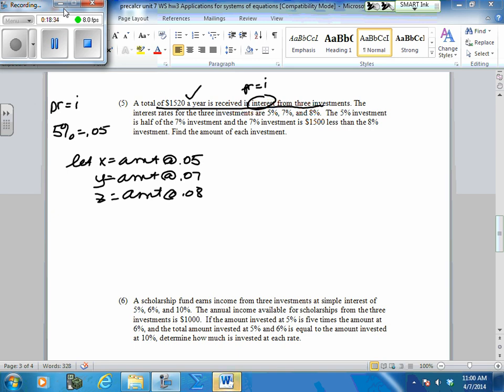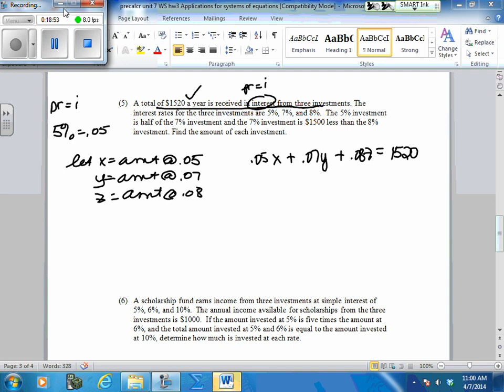This is your interest that you earned. 0.05 times X plus 0.07 plus 0.08. And how much did this interest come to?